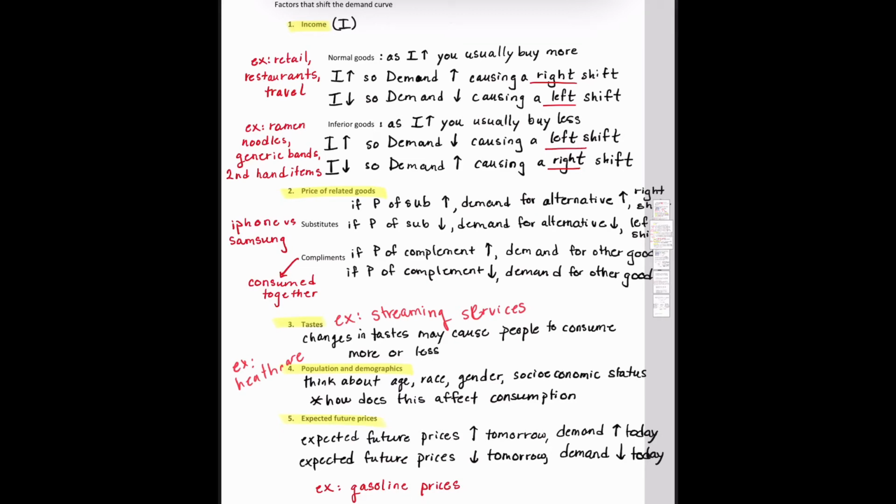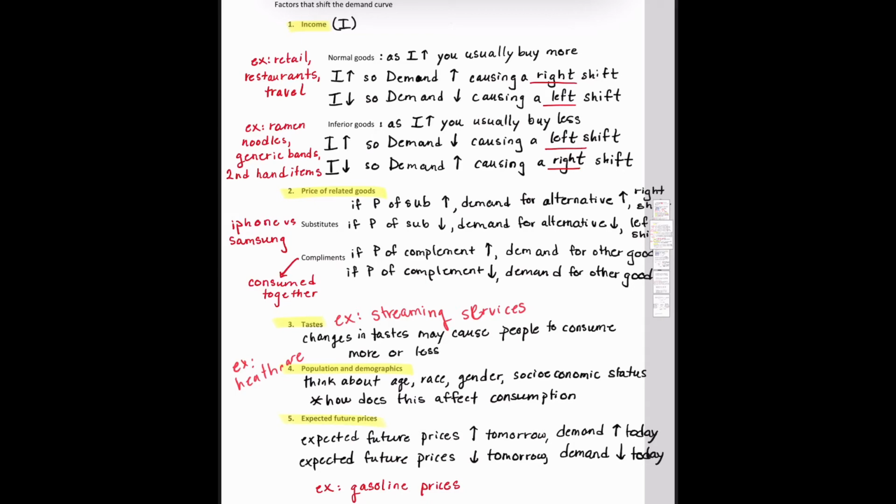Okay, finally, expected future prices. When it comes to expected future prices, keep in mind consumers decide which products they're going to buy and they decide when to buy those products. Future products are substitutes for current products. So, an expected increase in the price tomorrow will increase demand today, while an expected decrease in the price tomorrow will decrease demand today. Think about gasoline prices.